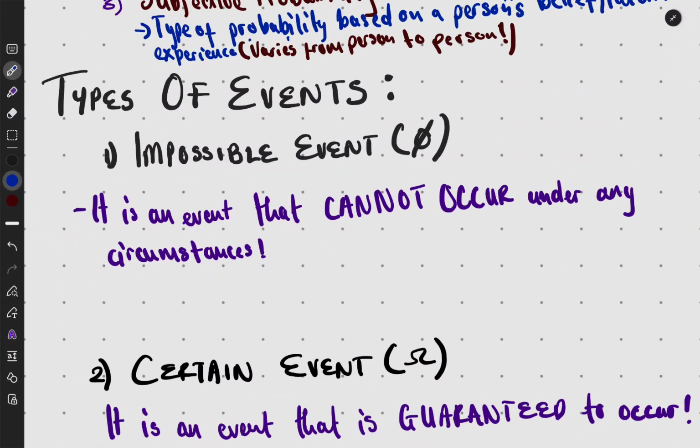From there, we now go to the types of events which we are going to use to find out also the probabilities for that event. Number one is the types of events. Let's go through the events. Number one is going to be an impossible event.